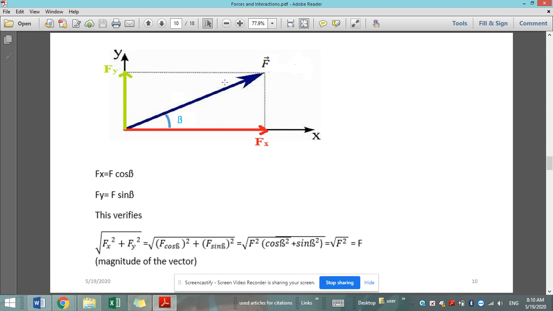So consider this one to be the beta angle. Opposite to beta is Fy, then sine beta is Fy over the hypotenuse, which is F, the magnitude of the force vector F. And we get that Fy equals F sine beta. This verifies. Let us start from the other side of the previous equation.